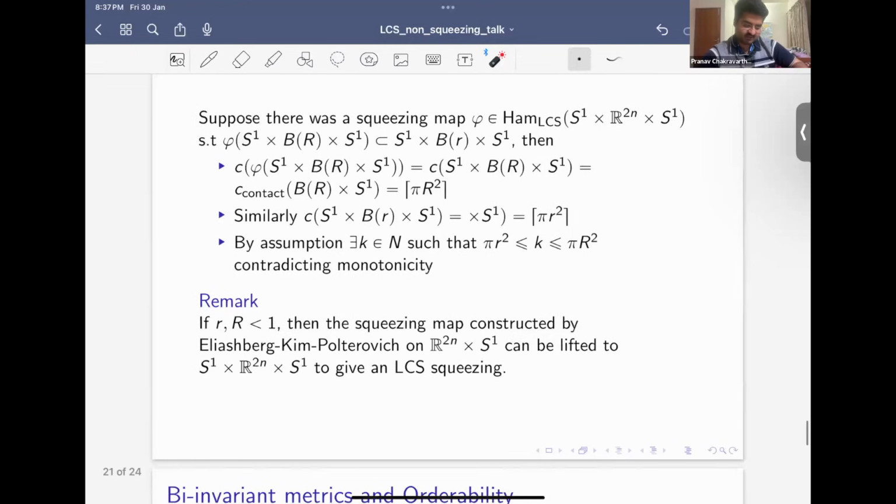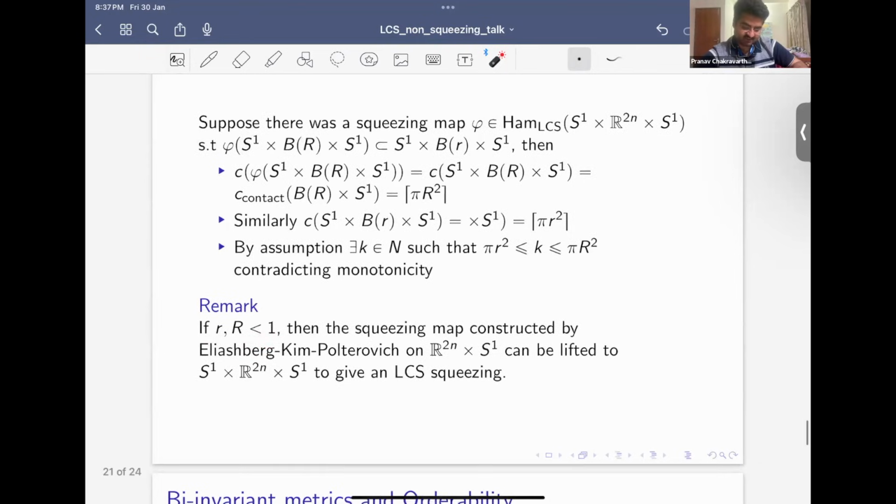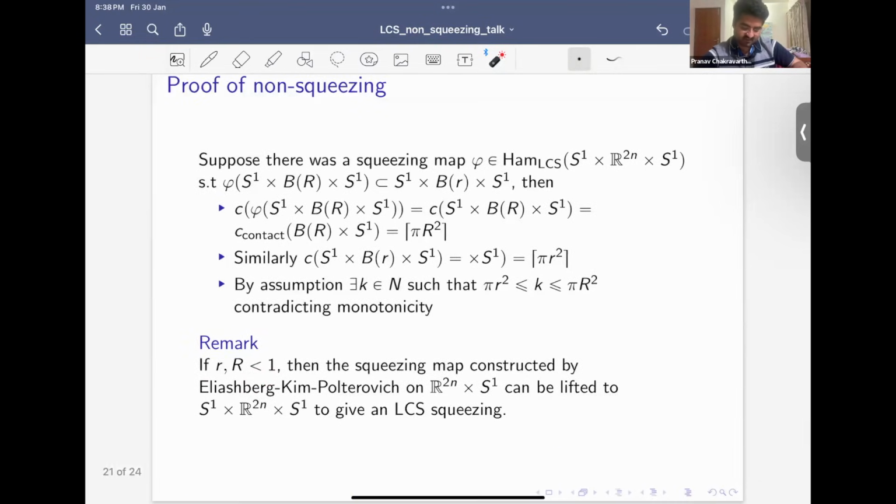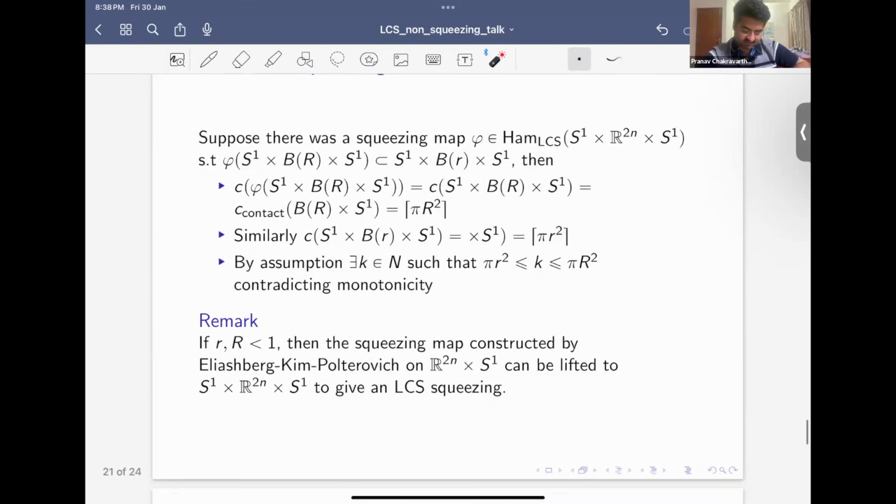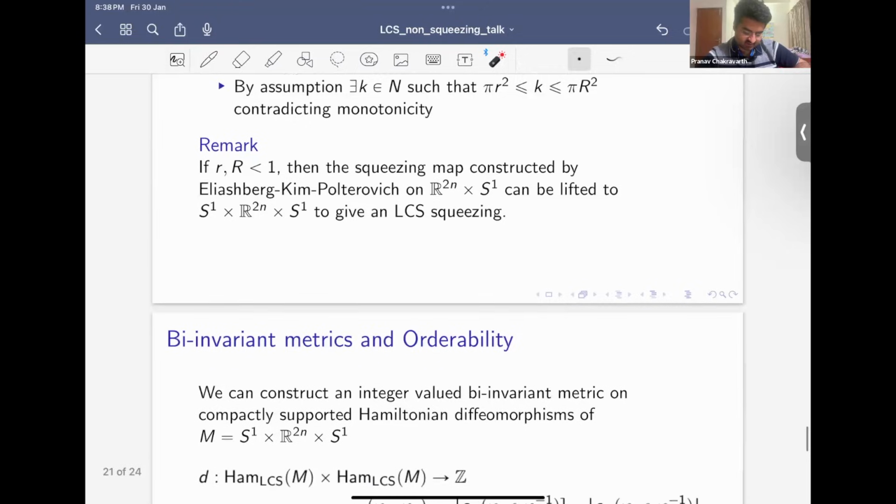So a small remark is also that in the Eliashberg–Polterovich paper, when both the radii were smaller than 1, they produced a squeezing map that could squeeze any ball into any other ball, as long as the radii were smaller than 1. And that also holds in the LCS case. If I start with two balls with radii less than 1, then I can squeeze one into the other just by lifting the map in the contact case to the LCS manifold. Okay.